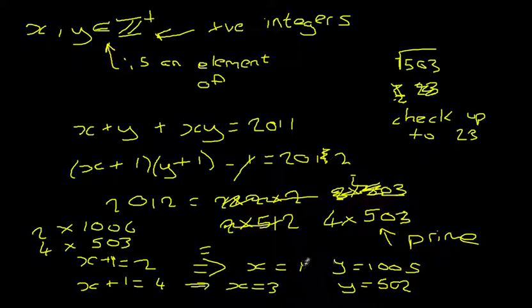So x can take the value of 1 and 3, or it can take the value of 1005 and 502. And we want all possible pairs. So there we go. You can write this up as 4 lines rather than 2, but you can interchange them. So all the pairs are x is 1, y is 1005; x is 3, y is 502; x is 1005, y is 1; or x is 502 and y is 3.